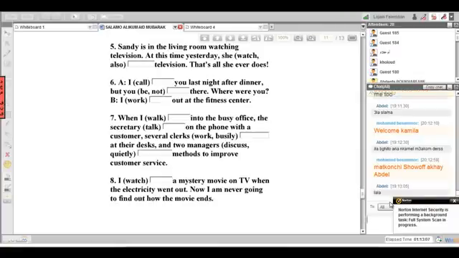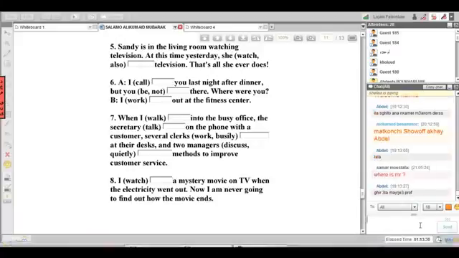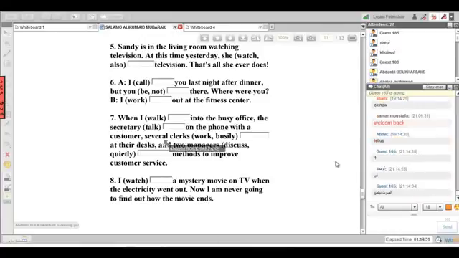Amir, you went ahead, you went too far. We are still here. Okay. They were quietly discussing methods to improve customer service, or they were discussing quietly. So quietly discussing or discussing quietly are accepted. Okay. No problem, Amir. 8.